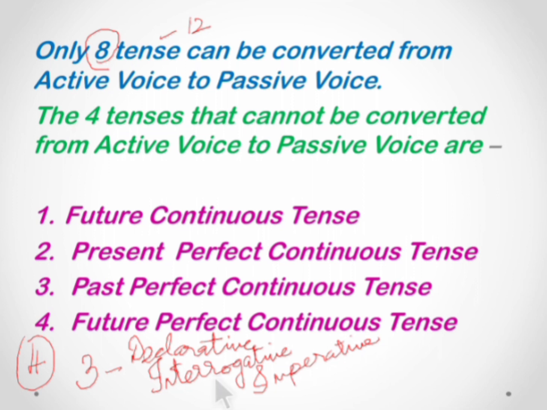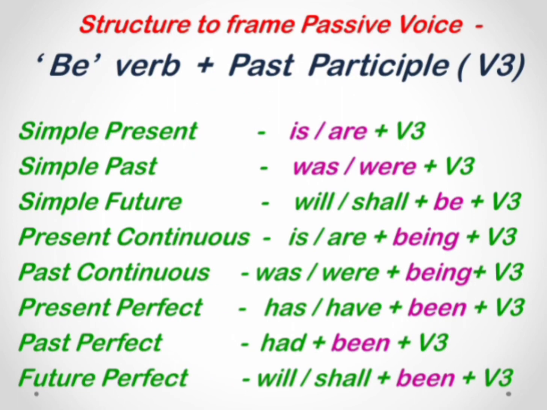Can be changed into passive voice. Declarative sentence, interrogative sentence, and imperative sentences can be changed to passive voice. The structure to frame passive voice is the be form of verb, either of the be forms of verb, plus the past participle. The past participle can also be called verb 3.